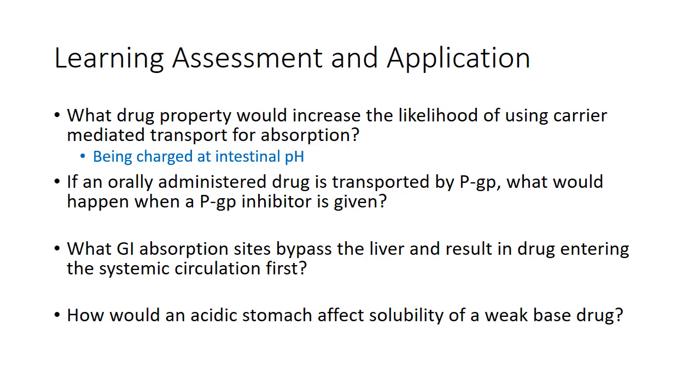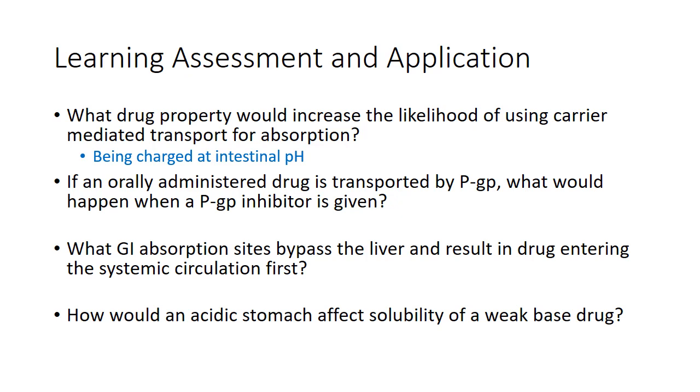What GI absorption sites bypass the liver and result in drug entering the systemic circulation first? So how do we avoid first pass metabolism, specifically with GI absorption sites? First is the oral mucosa, so in the cheek or buccal, and then sublingual. Next is very superficial, the furthest outside in the rectum. Okay, so not very far. That would be bypassing the liver. Other than that, that's it. It's the very beginning of the GI tract and the very end of the GI tract that would really be your only chance of bypassing the liver with a GI administration route.